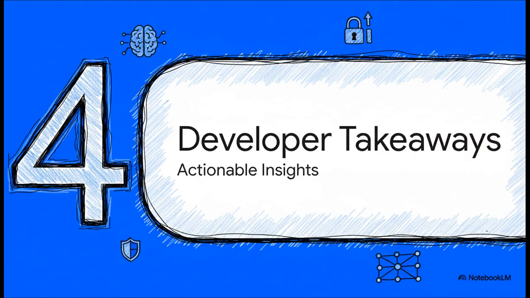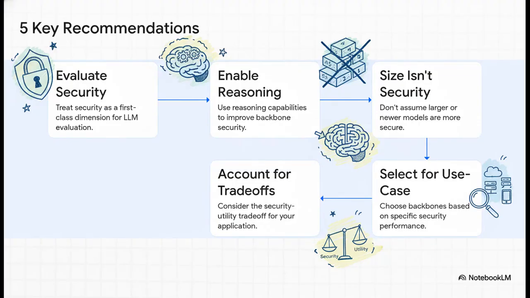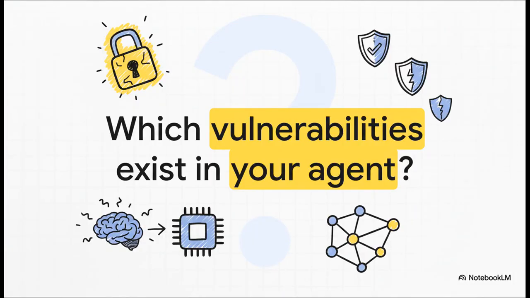So, wrapping up, what are the key takeaways for developers who are building agents? The paper provides 5 direct recommendations. 1. Evaluate security as a core metric. 2. Enable reasoning. 3. Do not use model size as a proxy for security. 4. Select models based on security needs for specific use cases. And 5. Balance security with utility. This framework provides a systematic method to begin answering that question.